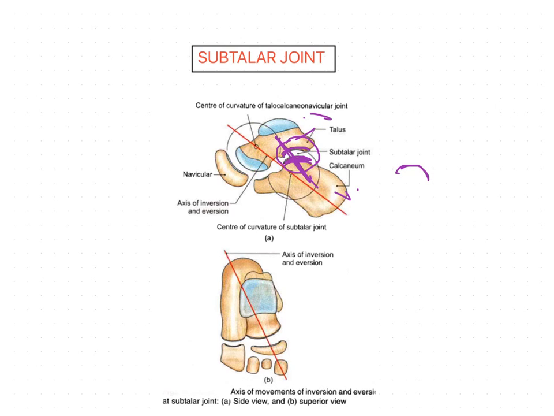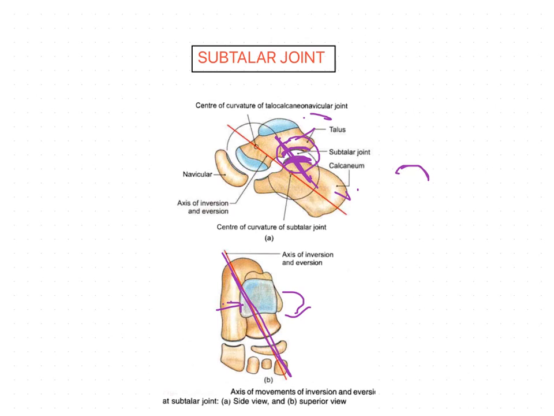We see the movements permitted at these joints are the inversion and eversion movements. What are those? Inversion and eversion movements. So this one is inversion and this one is eversion. So these are the movements which are taking place, and this is the axis of the movements of inversion and eversion. So on this axis only the inversion and eversion movements take place at the subtalar joint level.